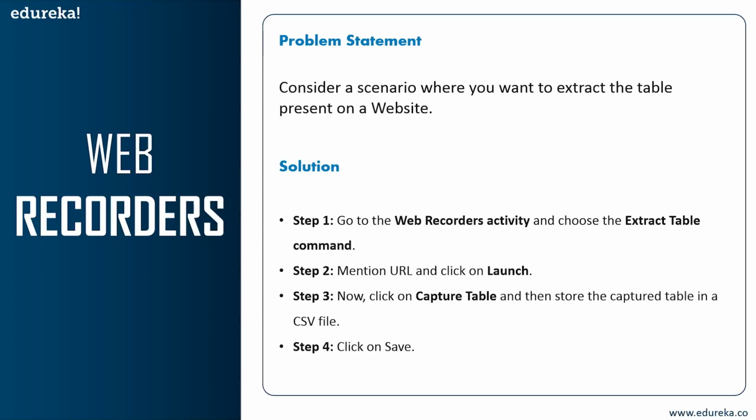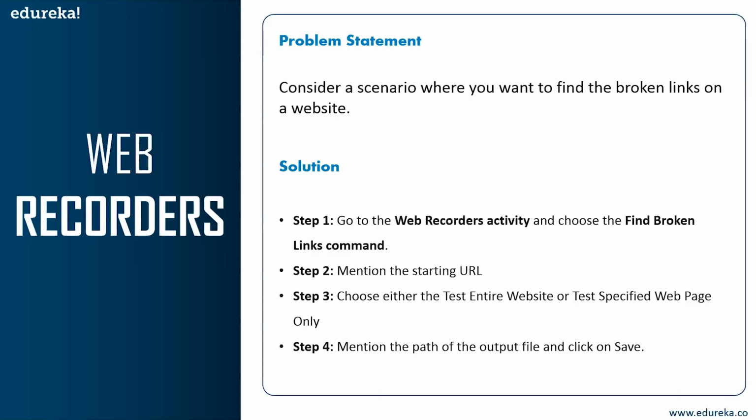Now also what I'm going to do is I'm going to show you another scenario where we're going to find the broken links on a website. So to find the broken links on a website, what you simply have to do is you have to again drag and drop the web recorders activity and choose the find broken links command. After that, you have to mention the URL, choose the option of either testing the entire website or testing the specified web page only, and then you have to mention the path of the output file and click on save. So we'll do the same.